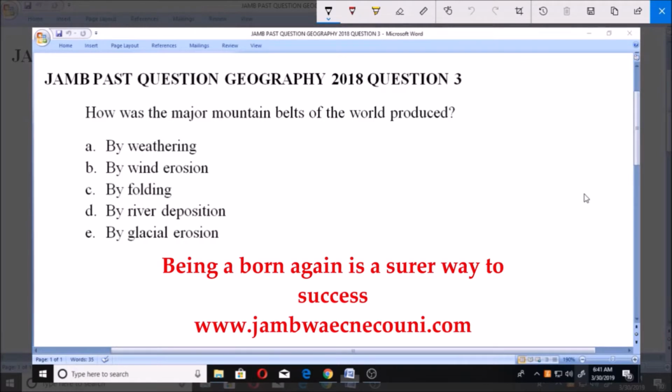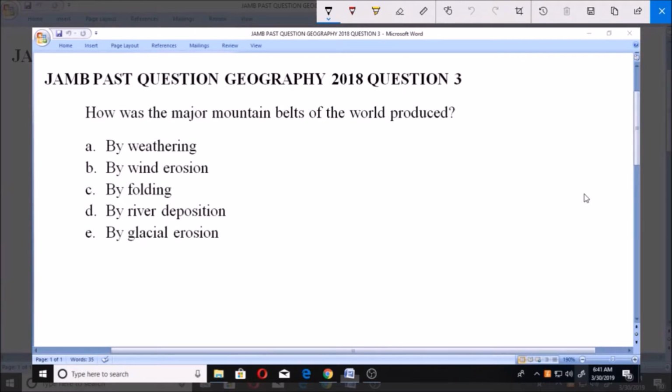Now, for us to be able to understand this, in order to put it into perspective, we need to know that the number one option, weathering, has to do with formation of rocks, while erosion has to do with movement of soil from the surface of the earth. Then folding is of importance, as we are going to look at what folding is. It is very important in mountain formation. So what is folding?